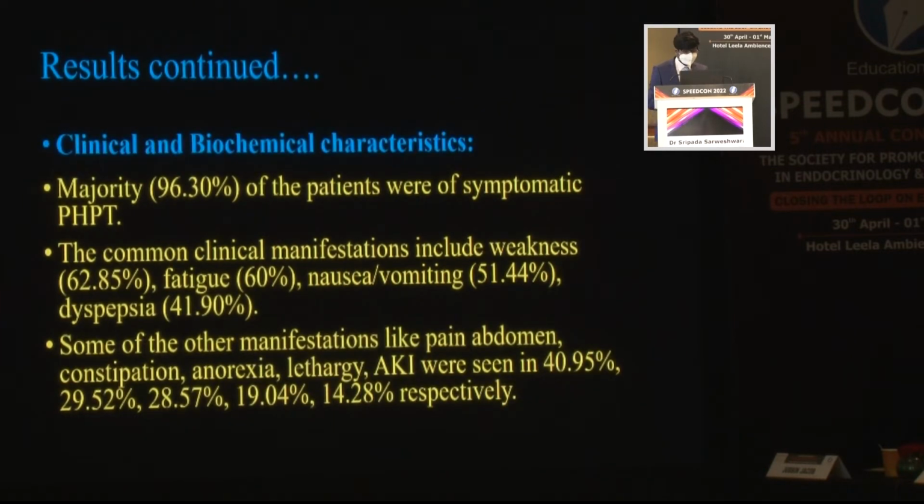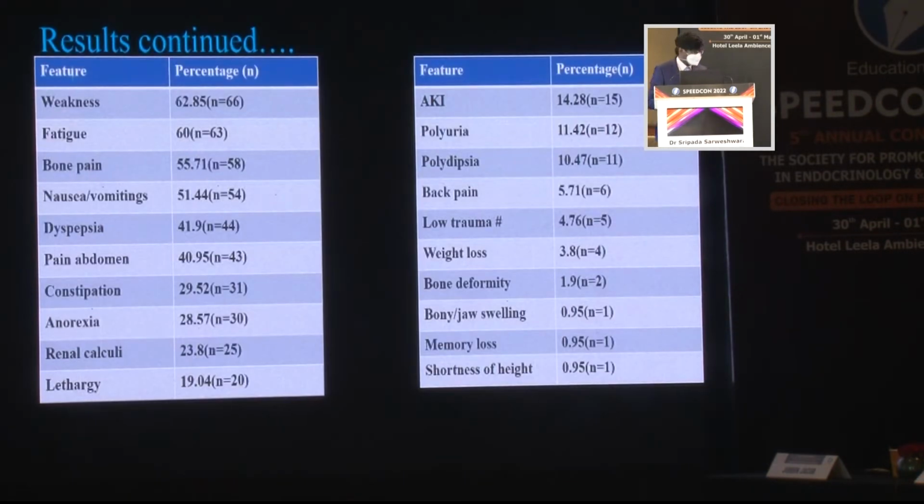Coming to clinical and biochemical characteristics, the majority of the patients were symptomatic, and the common clinical presentations included weakness, fatigue, nausea, vomiting, and other features like constipation, anorexia, and AKI, seen in 40% and 14.2% respectively.